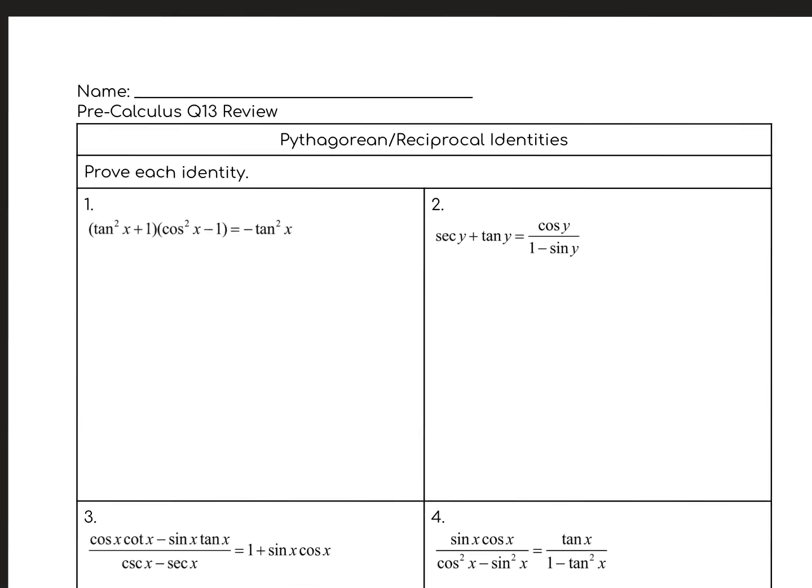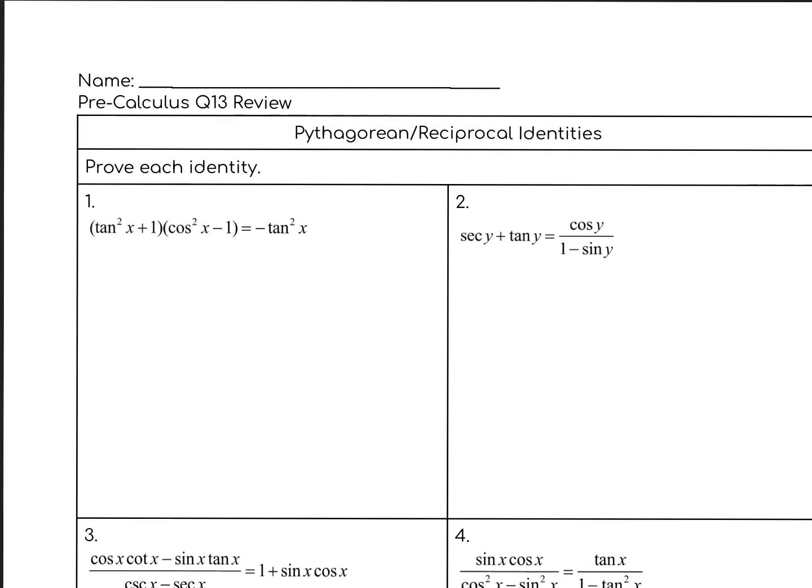Alrighty, friends. Ooh, we got some more proof things on this one. So exciting. Let's figure this out. We can do it. Doesn't matter which side I start with. I could do it from both sides. It does not matter. I'm seeing this distributing thing, so I'm just going to distribute that.